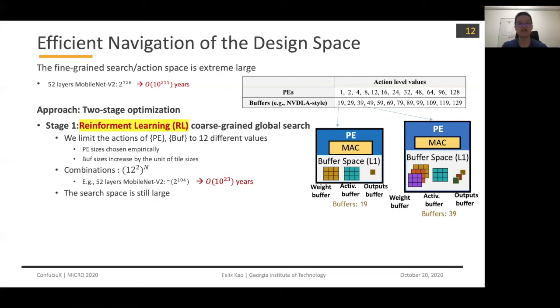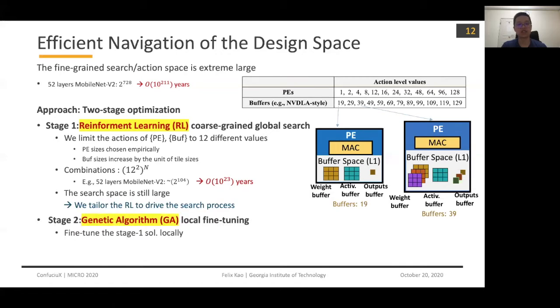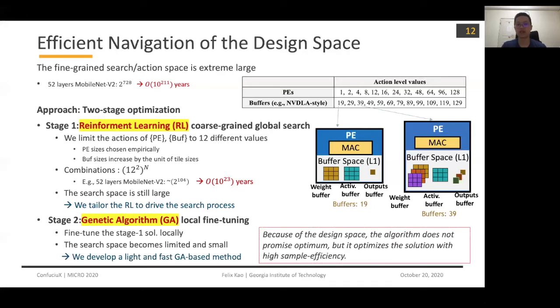However, the search space is still large, so here we choose to use reinforcement learning to drive the search process. For the second stage, we use a genetic algorithm for local fine-tuning. What it does is take the first stage solution, perturb it a little bit, and see how the performance changes. So the search space is limited and small. So here, we choose to use a light and fast GA-based method. Because of the design space, our algorithm does not promise optimality, but it optimizes the solution with high sample efficiency.